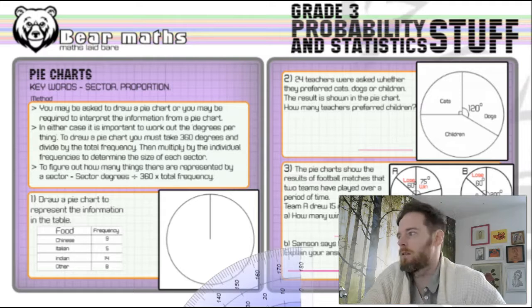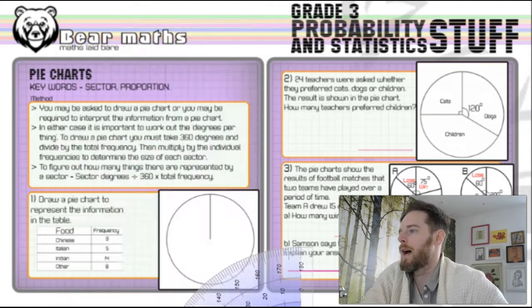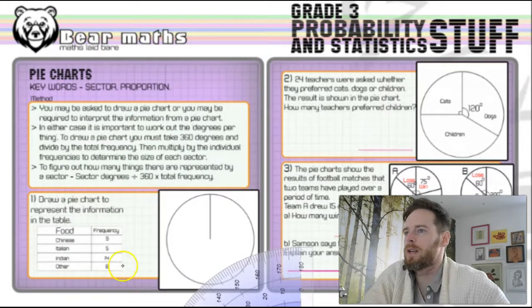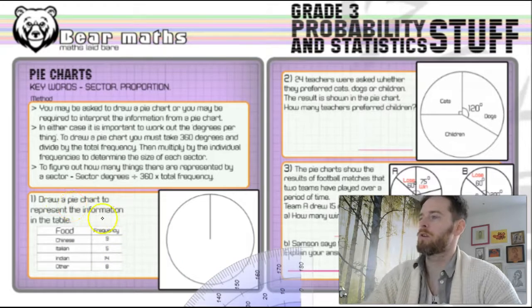Now, all of these are non-calculator-esque questions that I'm going to try and go through with you. And it's a little bit clunky, this way that I'm trying to do it, but I'll try and do my best on this.